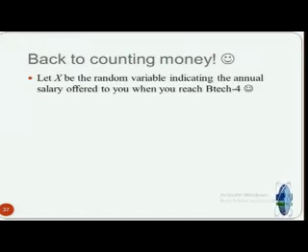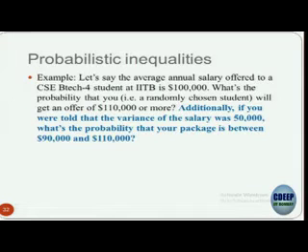So let's get back to counting money, which was the motivating example for studying these inequalities. Let us say that the average annual salary offered to a CSE BTech 4 at IITB is $100,000, let us assume. So what's the probability that a randomly chosen student will get an offer of 110k or more? That's question one. And then if I told you that the variance of the salary was $50,000, then what's the probability that your package is going to be between 90k and 110k? This is annual salary, by the way. So let's solve this problem.